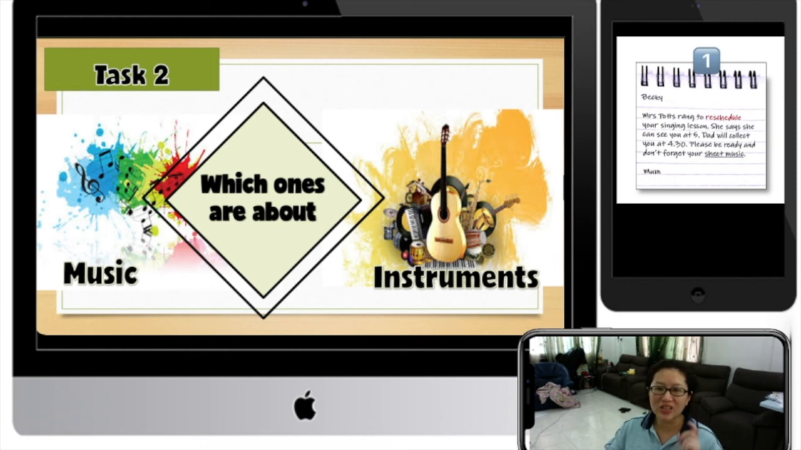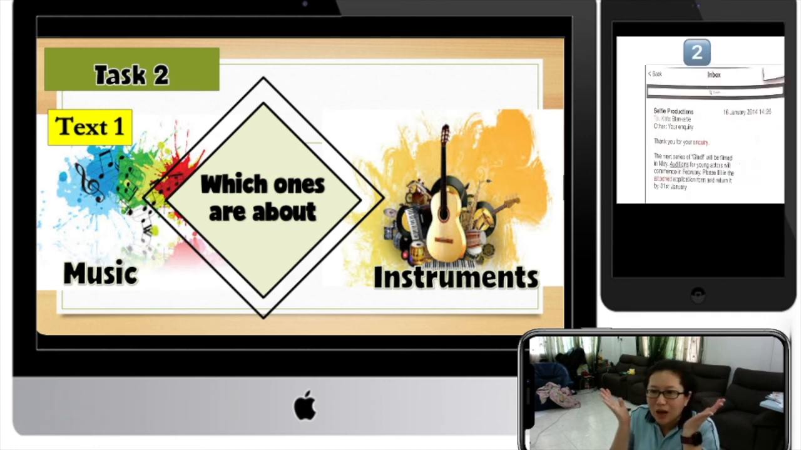Yes, you guessed it correctly. It is about music. Now let's look at text number 2. What is it about? Is it about music or instruments? Yes, it is neither. It is not about music. It is not about instruments.